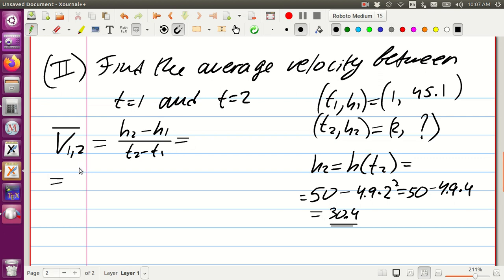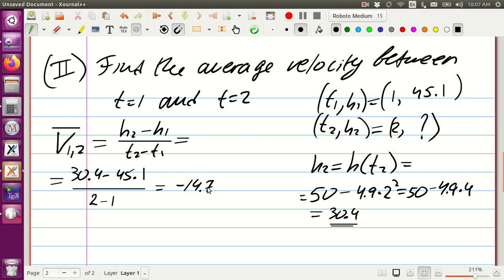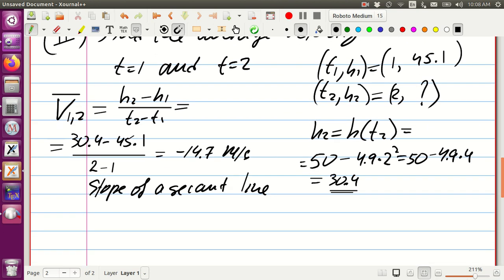So we say 30.4 minus 45.1 divided by 2 minus 1. So we need to calculate this quantity. We have to take 30.4, subtract 45.1 and divide by 1. So it's going to be negative 14.7, negative 14.7 meters per second. Right, so again, this is the slope of a secant line connecting these 2 points.